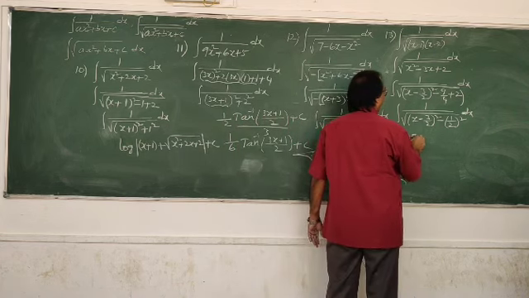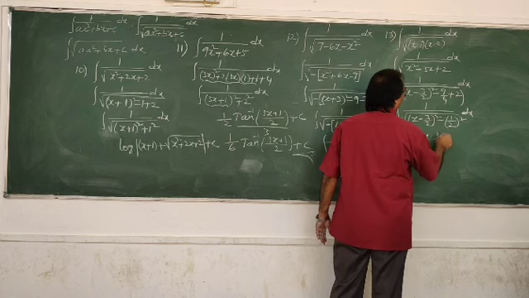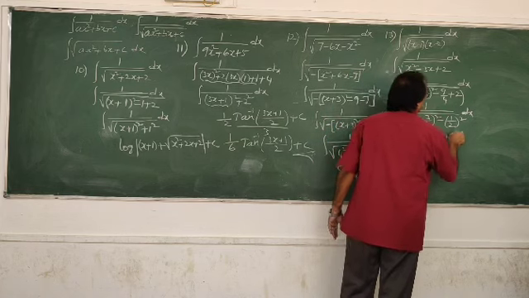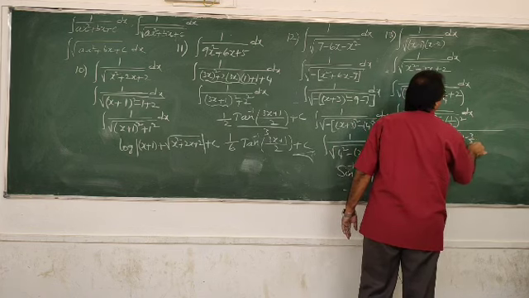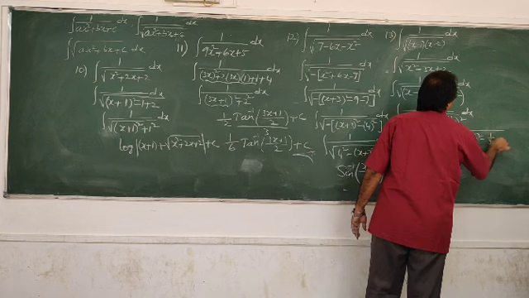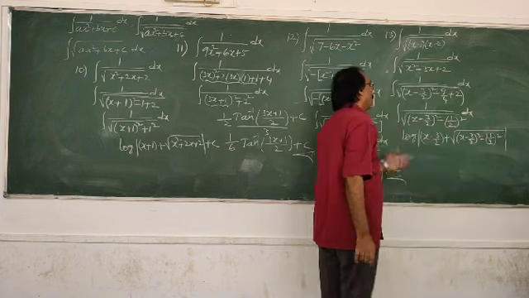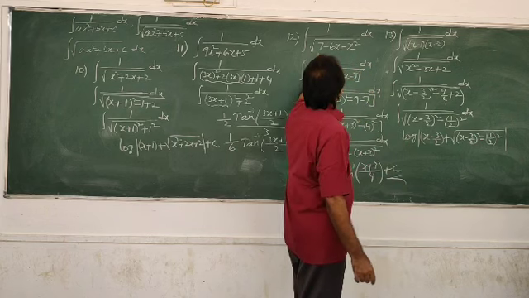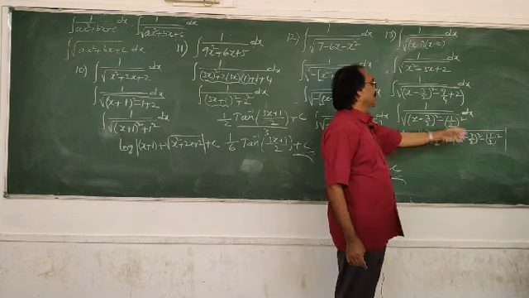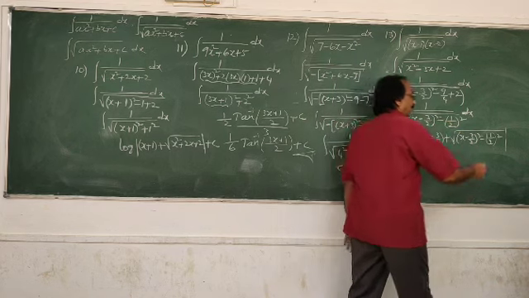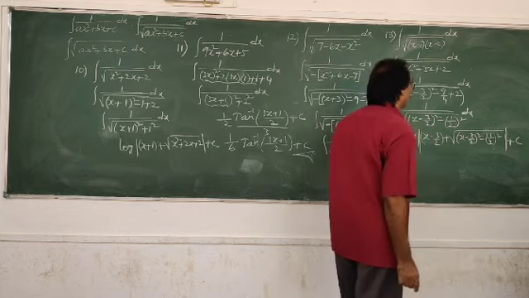So log mod of x means all will come: x minus 3 by 2 plus root of x minus 3 by 2 whole square minus 1 by 2 whole square, plus c. Or if you want to simplify further, we can write this one: x minus 1 into x square minus 3x plus 2, also you can write, nothing wrong in it. Either that or this, whatever you want to do, you can do.